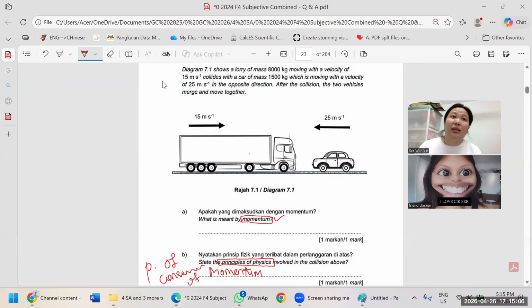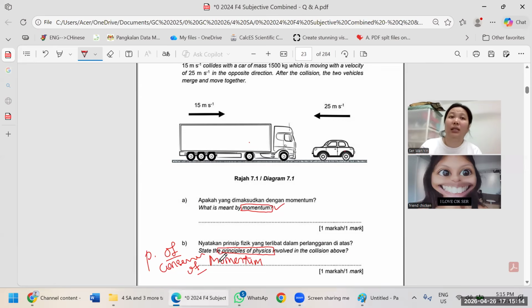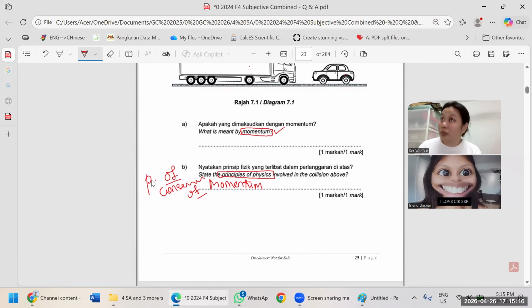No, it cannot. The conservation of momentum. No, it's the principle of conservation of momentum. You cannot write the short form. Why would I write it? I didn't take tests. Okay.